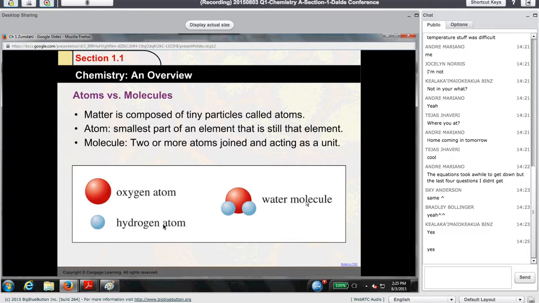Now, we can have a molecule of something, and that's where two or more atoms are joined together, acting as one unit, as a collective thing. For example, a water molecule is H2O, as in two hydrogens, one oxygen.